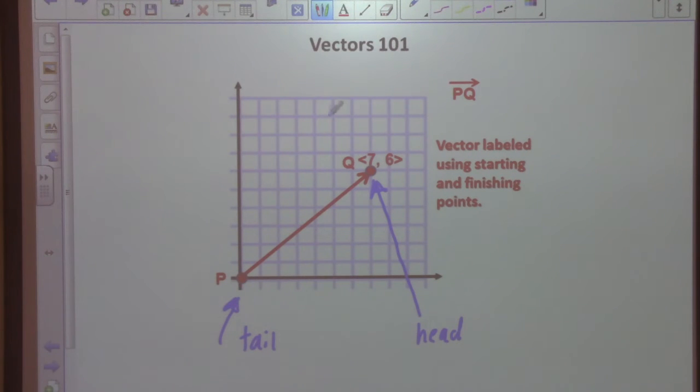Now, a vector can also be represented by 2 capital letters with a little vector segment over it. This particular one means that the vector starts at point P and ends up at point Q.